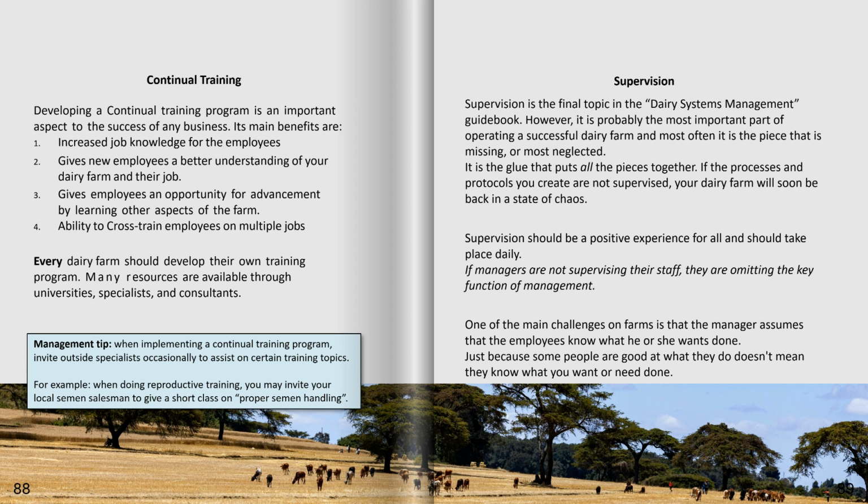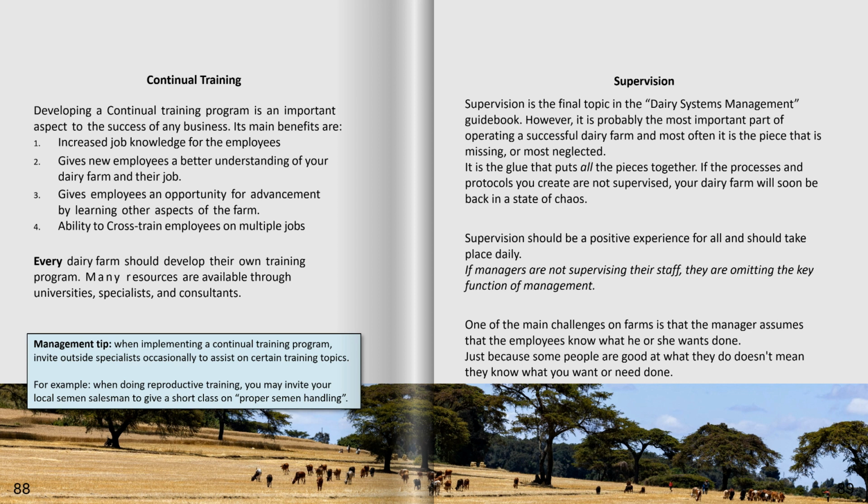Supervision. Supervision is the final topic in the Dairy Systems Management Guidebook. However, it is probably the most important part of operating a successful dairy farm, and most often it is the piece that is missing, or most neglected. It is the glue that puts all the pieces together. If the processes and protocols you create are not supervised, your dairy farm will soon be back in a state of chaos. Supervision should be a positive experience for all and should take place daily.